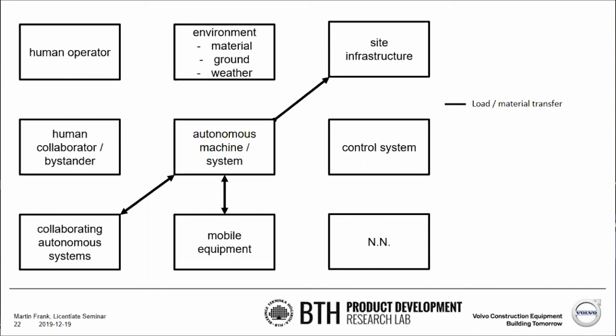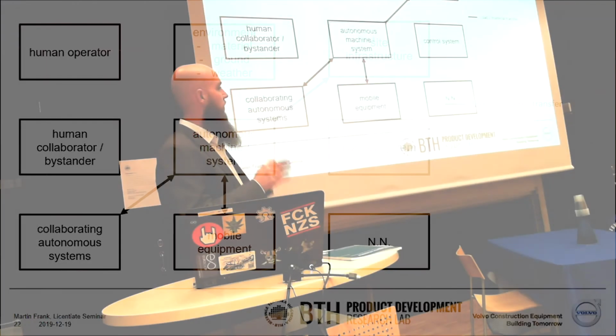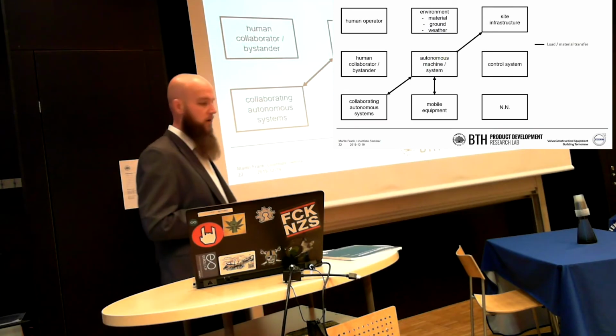because that is the main purpose of the machines we are going to produce. So the machine should transfer load into the site infrastructure. That could be a crusher, a hopper, a sorting machine, or a screening machine. And also machines among each other should transfer load. And here we have then also an autonomous machine transferring load with a non-autonomous, I would say, old-style mobile equipment machine.